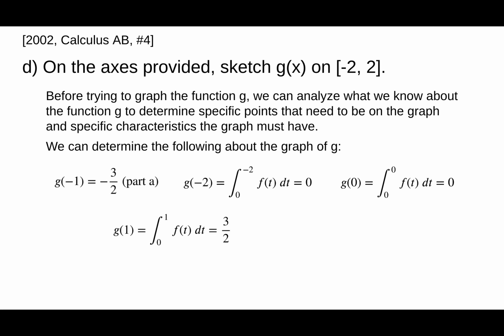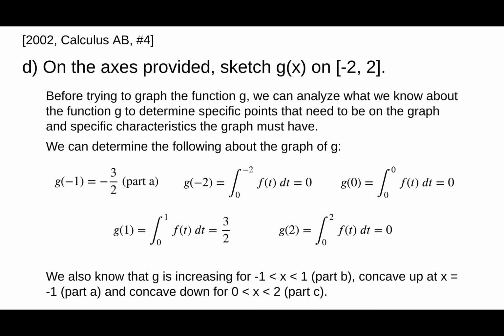We know from part A that g of 1 is the integral from 0 to 1 of f of t dt, which is 3/2. And we can calculate that g of 2 is the integral from 0 to 2 of f of t dt, which is also 0, based on the graph of f provided. But we also know that g is increasing when x is between negative 1 and 1. That's from part B. And we know that g is concave up at x equals negative 1, shown in part A, because g double prime is positive. Concave down whenever x is between 0 and 2. We found that out in part C.